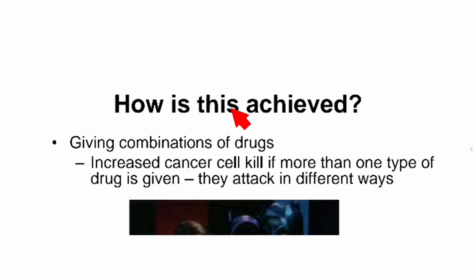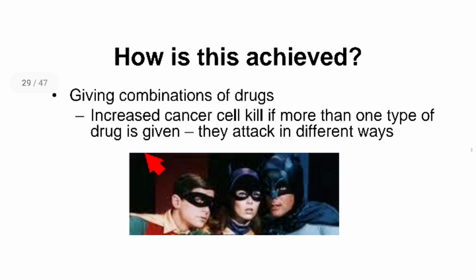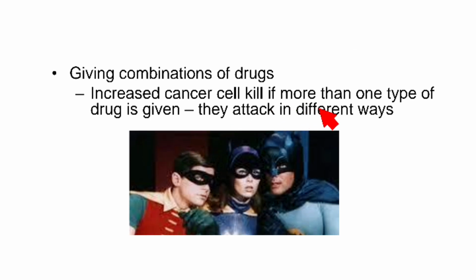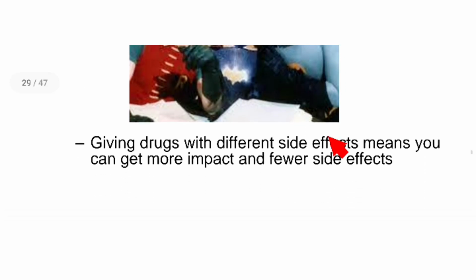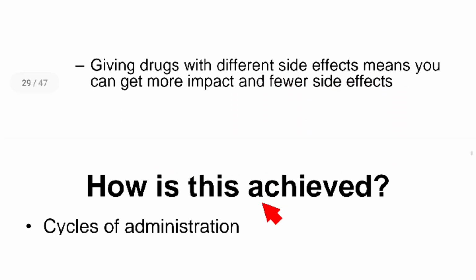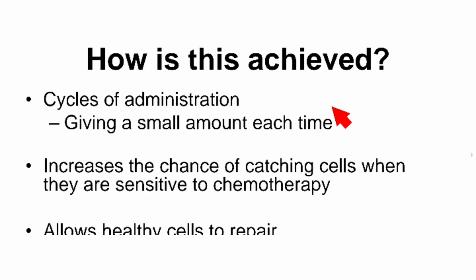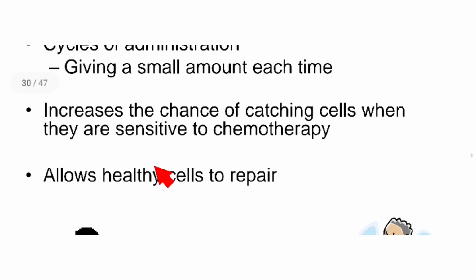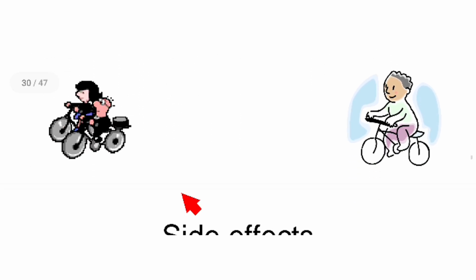How is this achieved? Giving a combination of drugs increases the cancer cell kill. If more than one type of drug is given, they attack in different ways. Giving drugs with different side effects means you can get more impact and fewer side effects. How is this also achieved? Cycles of administration, giving a small amount each time, increases the chance of catching cells when they are sensitive to chemotherapy and allows healthy cells to recover.